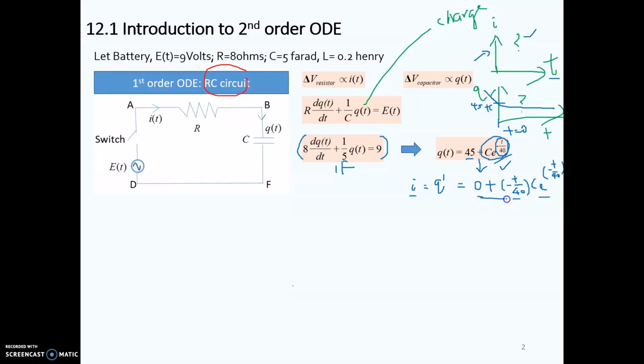Differentiate this component with the exponential, then you need to multiply the coefficient in front, and the exponential term remains. If you plot the curve for the current, you should obtain something like this, where at time t equal to 0, we substitute t equal to 0 inside here, and you should obtain the current is equal to 0. The solution for the charge and the current that you obtain in these two equations is called the general solution, because you have the unknown coefficient c here.